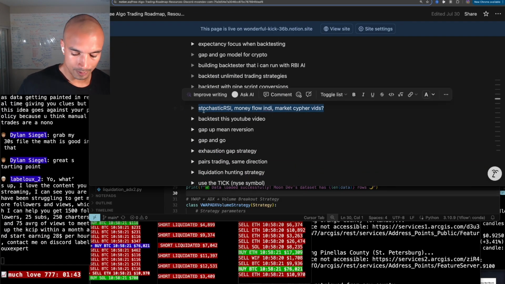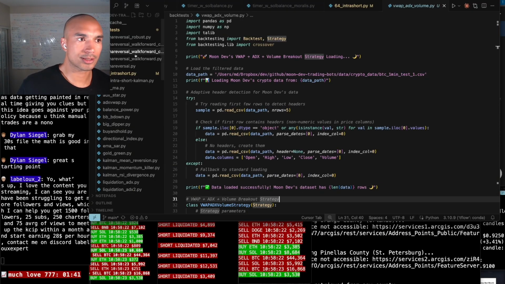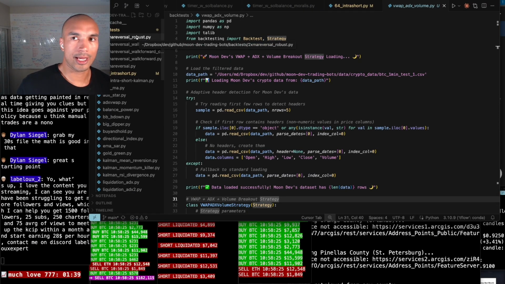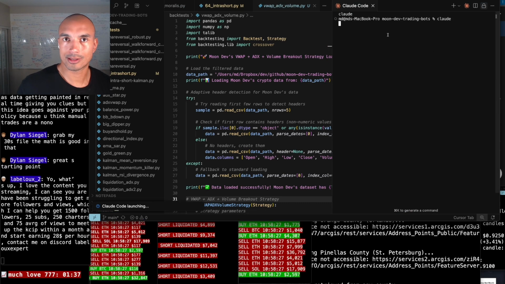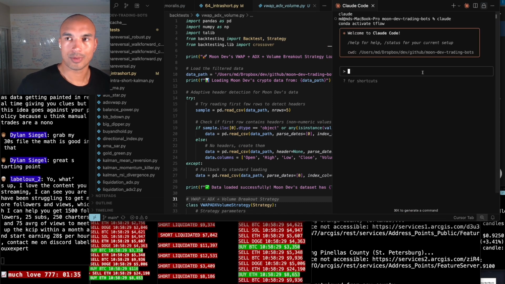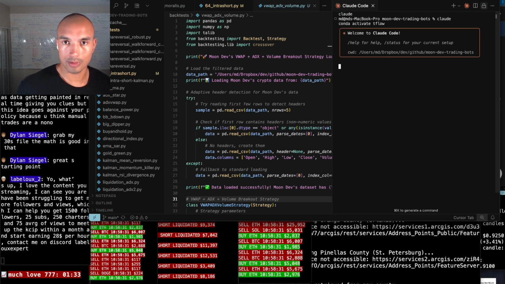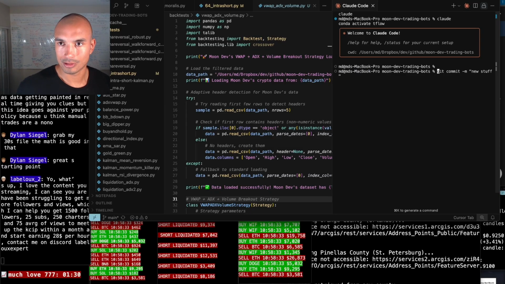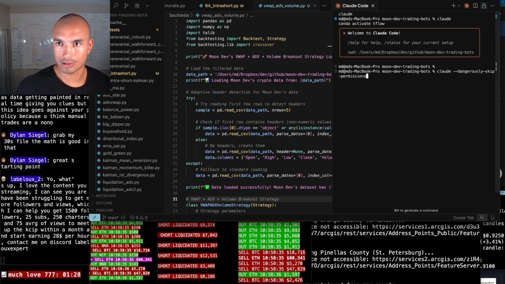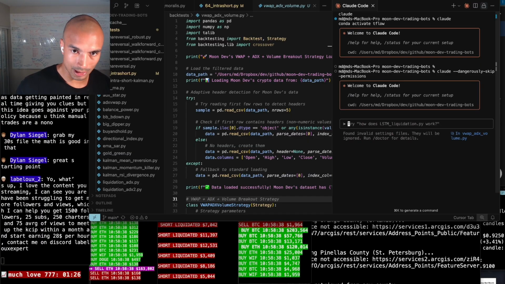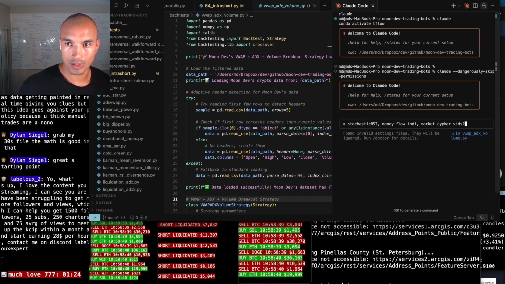Stochastic RSI. I'm going to use Claude Code because I like Claude Code the best. And essentially what I'll do is say this, and I'm going to say, I only want it to be used with dangerous mode because I'm dangerous. So dangerously skip permissions. I don't want any of that.